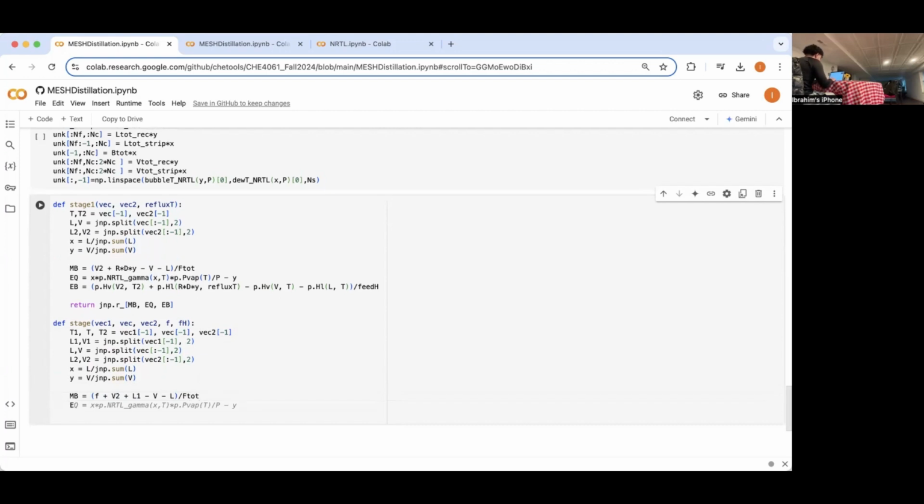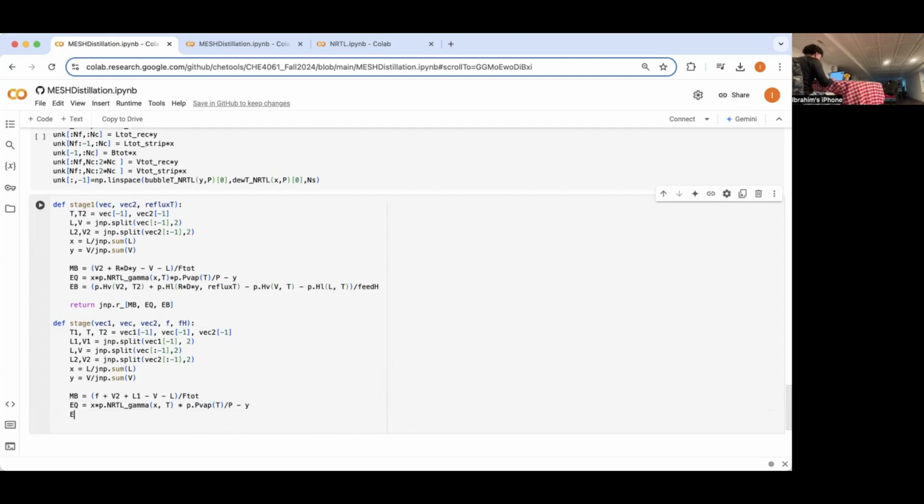Okay, so for our equilibrium equation, this will be equal to X times P dot NRLT gamma, so our gamma function essentially for X and T, big T, so our total temperature times P dot P vap for our function of T. And then this will be divided by our total P minus Y. Okay, so that one is actually the same as the last one.